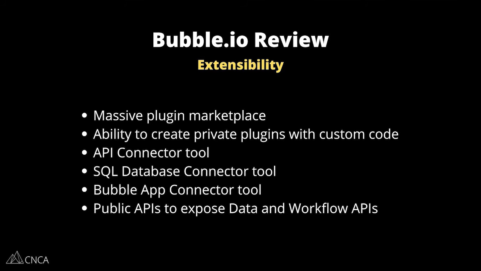So the API connector is one of the most popular ones. If you have a SQL database that you're coming into this with, there is a SQL database connector where you can make queries to that database. You also have a Bubble app connector tool, which allows you to have multiple Bubble apps communicate with each other. So one application can pull from another app's database, or they can trigger workflows within one another. At the end of the day, these are just API calls, but Bubble does have a tool to make that really easy for you to get set up almost out of the box.